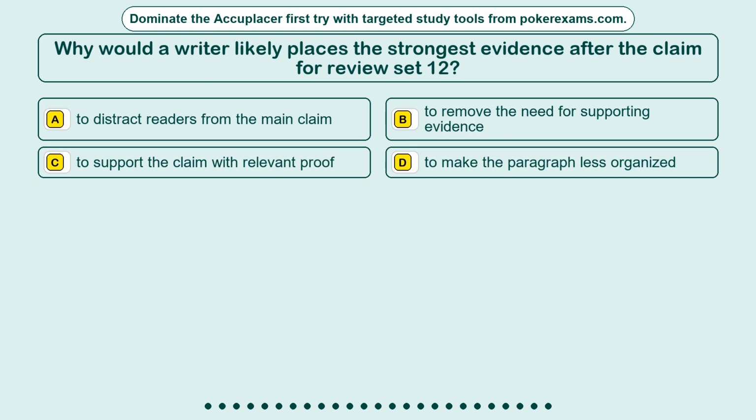Question 16. Why would a writer likely place the strongest evidence after the claim for review set 12? Option A. To distract readers from the main claim. Option B. To remove the need for supporting evidence. Option C, to support the claim with relevant proof. Option D, to make the paragraph less organized.